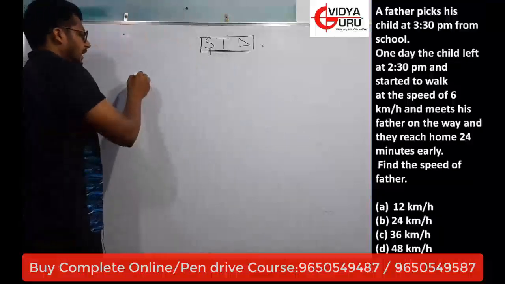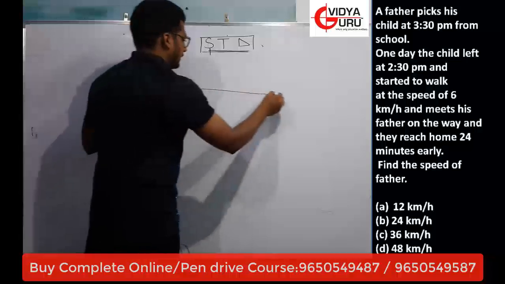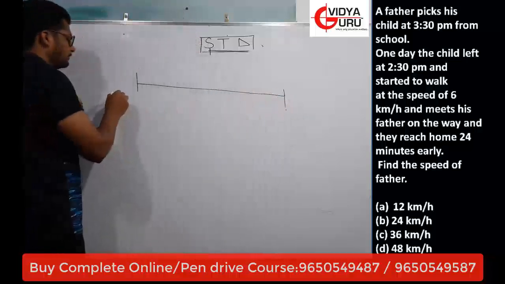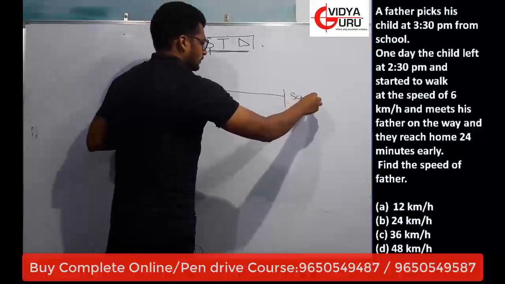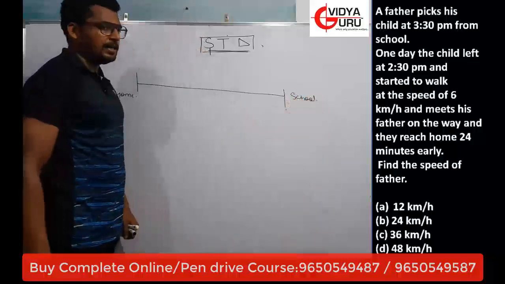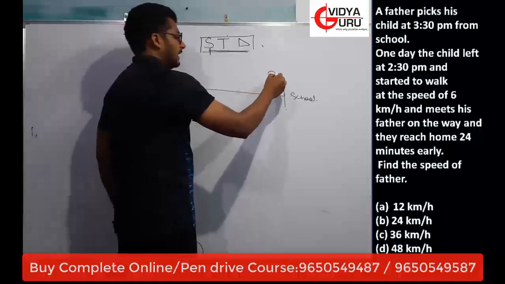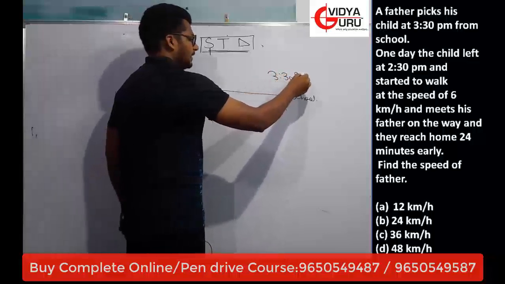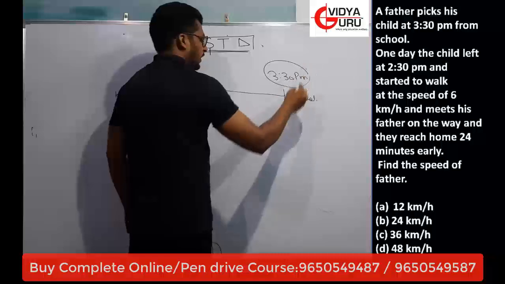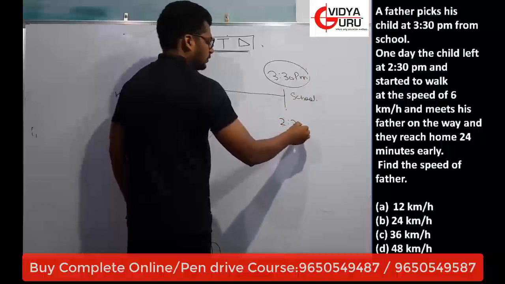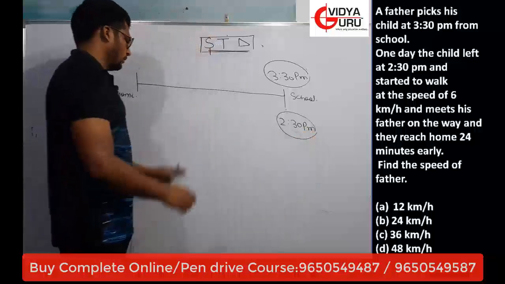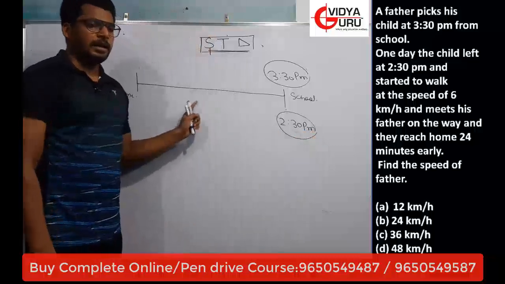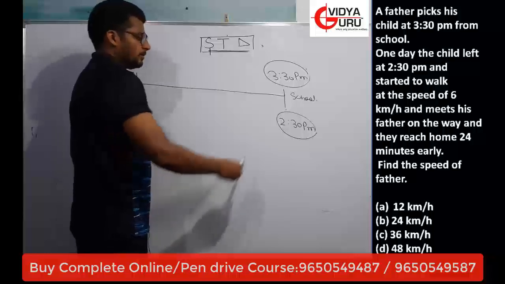Question is saying, a father, let this be home, and this is school. Question is saying, father daily picks his child at 3:30 p.m. But one day, child left school at 2:30 p.m. and started walking towards home at speed of 6 km/h.